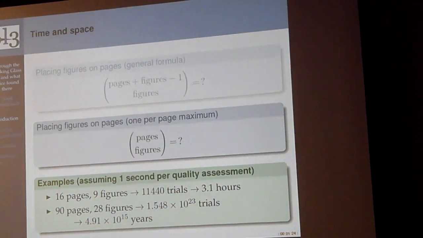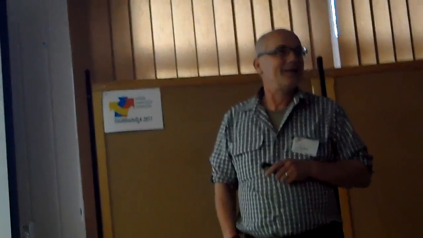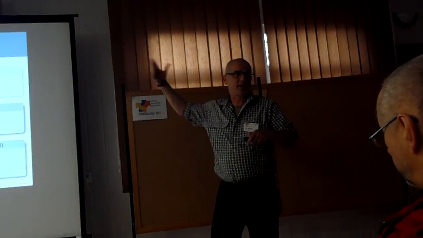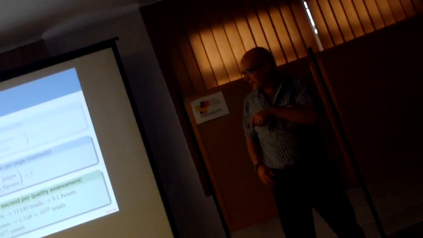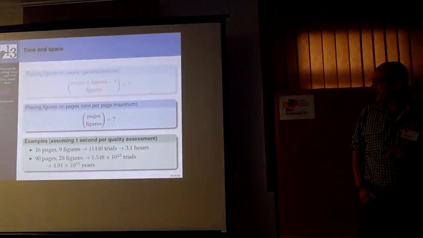And if we do the whole of Through the Looking Glass with 28 figures and 90 pages, it takes a little bit longer than the age of the universe so far. But this is retaining the order of figures? Yes, that's retaining the order, but otherwise you can put the figures on any page. And the one up here is if you allow more than one figure. So if you have 3 figures on the first page, no figure on the second, then it gets even bigger. But this is good enough to see that we are actually in a bit of a fix here.